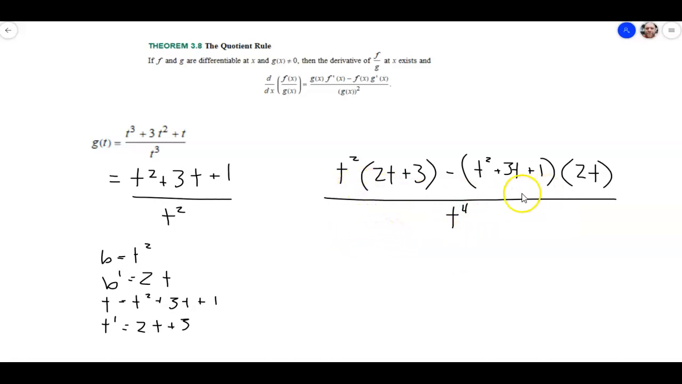Alright, and then what we're going to end up doing is distributing all of this, cleaning it up, and giving a nice simplified answer. So once again, I will let you do that part, and if you have any questions with it, please let me know.